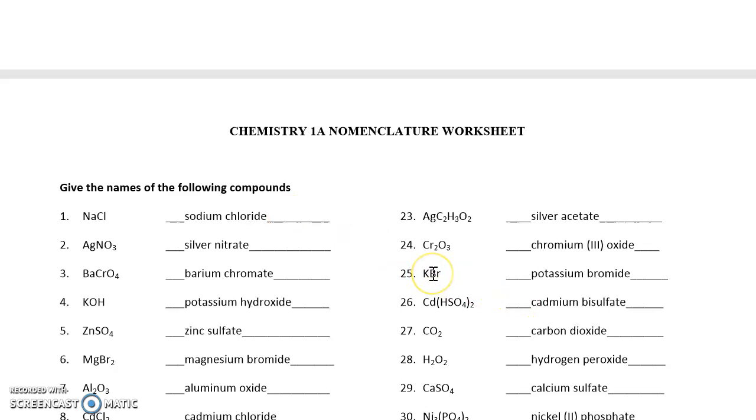Another example here is number 25. We have potassium bromide. Again, it's an S-block metal ionic compound.